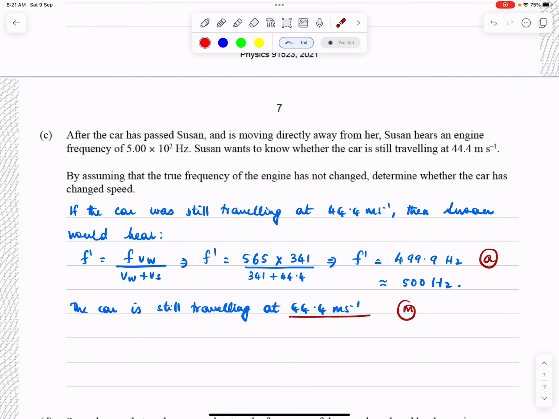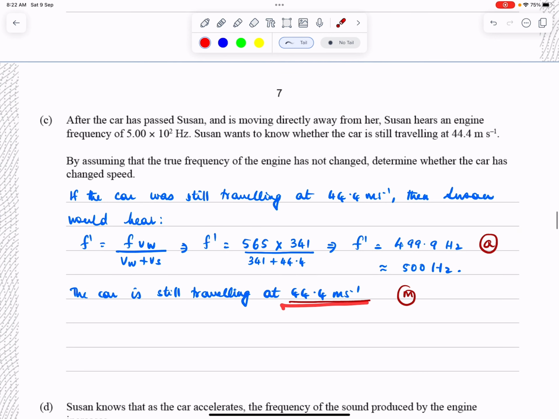Now, after the car has passed Susan, it's moving directly away from her, and she hears the engine at a frequency of 500 hertz. And Susan wants to know whether the car is still traveling at 44.4 meters per second. By assuming that the true frequency of the engine has not changed, determine whether the car has changed speed. So if the car was still traveling at 44.4 meters per second, then Susan would hear the apparent frequency using the formula, substitute, and I get 499.9, which is about 500 hertz. So that means the car is still traveling at 44.4 meters per second.